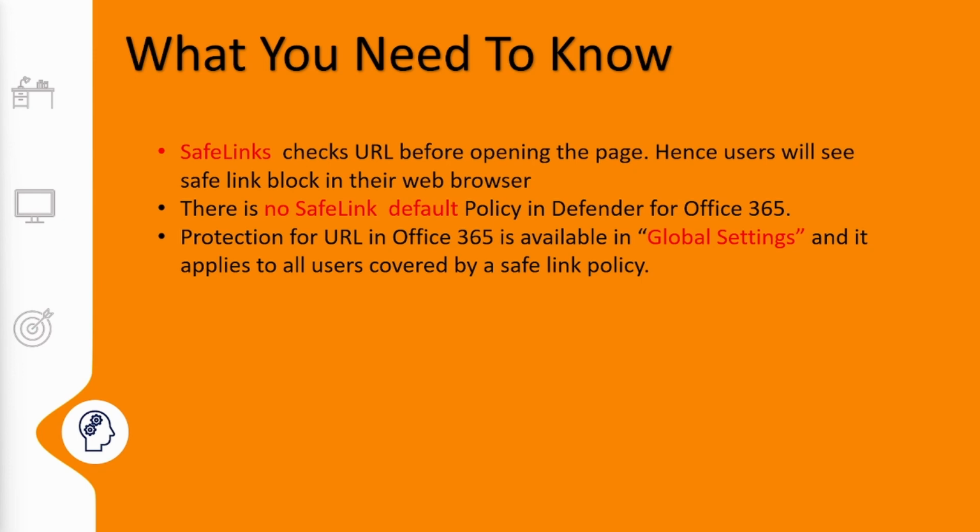Another important point is that there is no Safe Links default policy in Defender for Office 365, so that means you have to create one. Also, the protection for URLs in Office 365 is available under the global settings, and it applies to all the users covered by the Safe Links policy. The only thing you have to ensure is that the button is switched to on. We will see it once we get into our online portal and do the lab exercise.